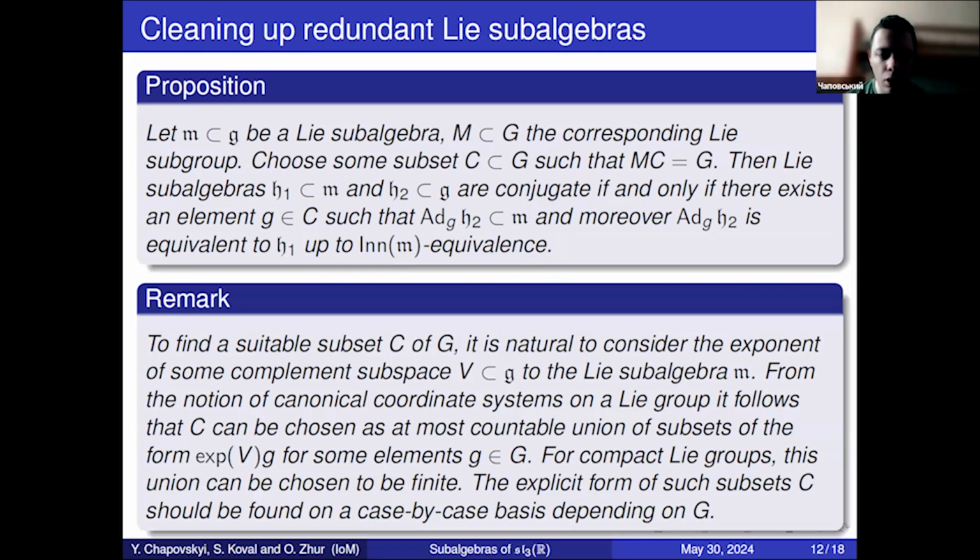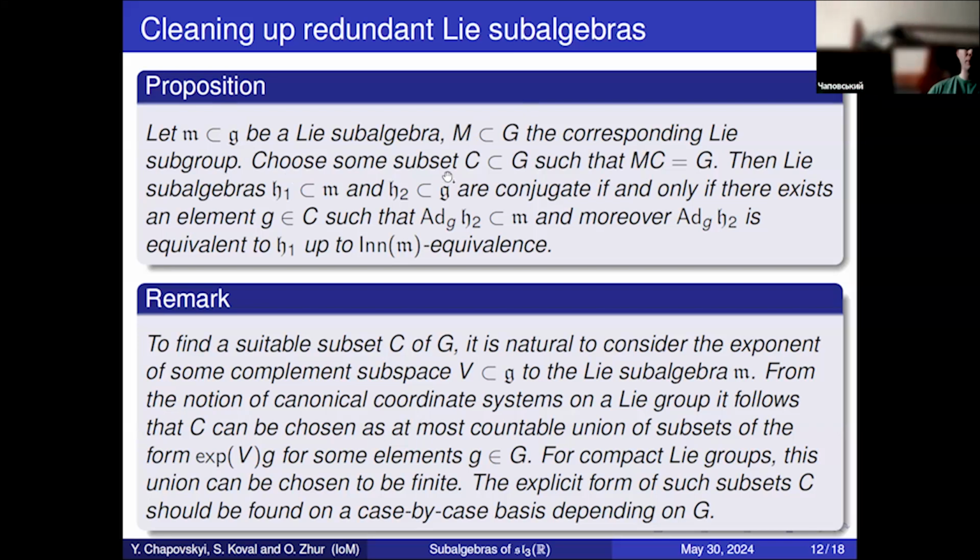And next, let's proceed with the interesting part, cleaning up the redundant subalgebras. In the paper of Winternitz, there is no mention of how this cleaning up has to be implemented, so this part is completely original. Proposition. Let M be a Lie subalgebra in G, and M capital the corresponding Lie subgroup in G.